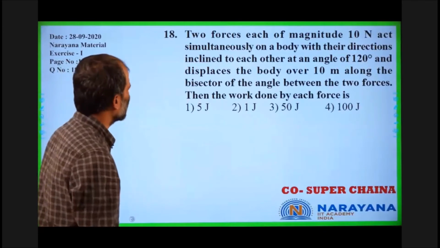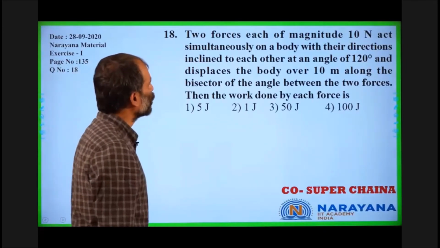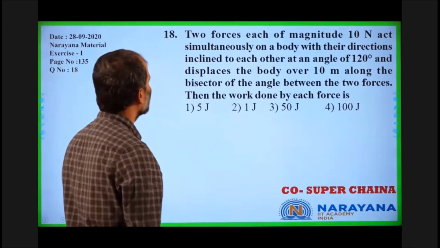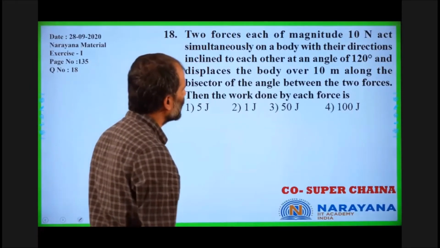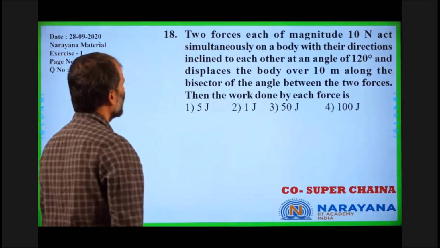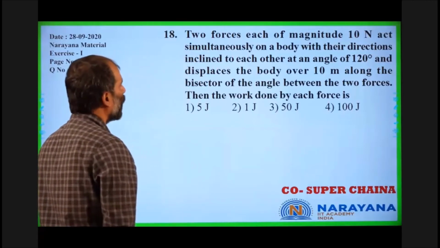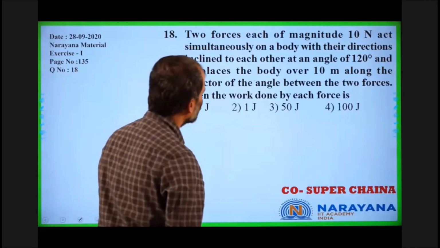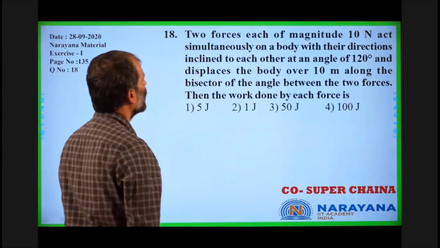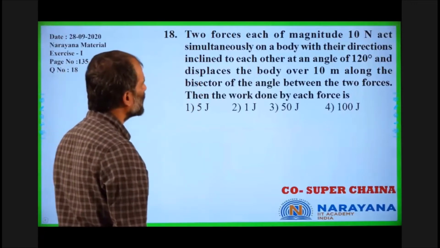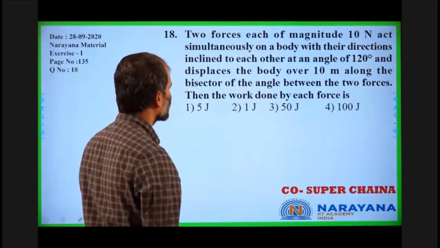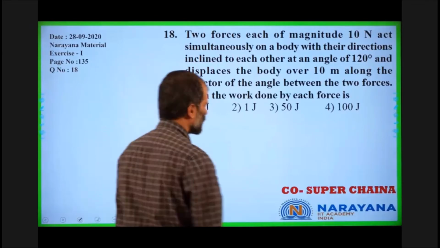Moving on to our next slide, it is given that two forces each of magnitude 10 Newton act simultaneously on a body with their directions inclined to each other at an angle of 120 degrees and displace the body over 10 meters along the bisector of the angle between the two forces. Then the work done by each of the forces is?